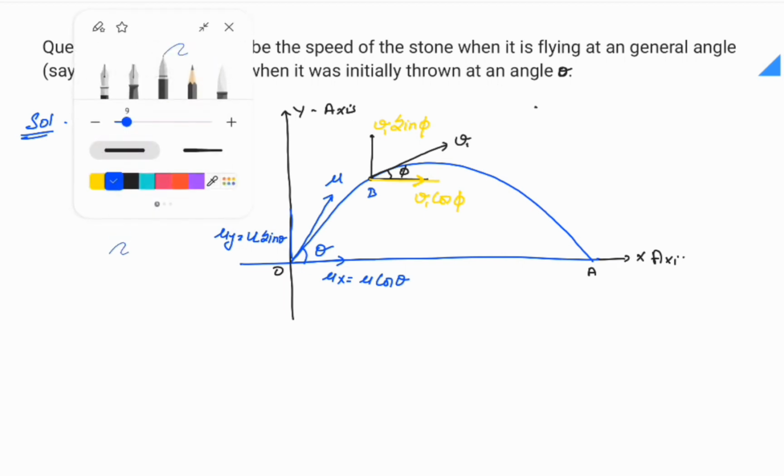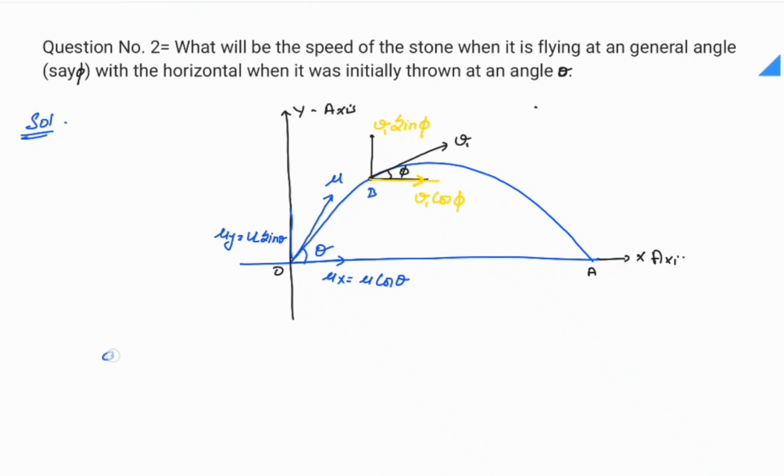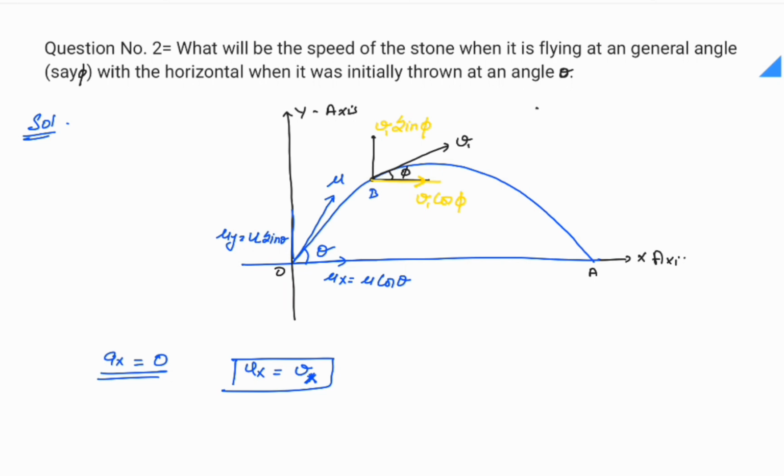Now see, as we know, the acceleration in the horizontal axis is 0, so u of x is always equal to v of x. For the horizontal axis, initial and final velocity is always going to be the same. What is the initial velocity for the point O? This is going to be u cos theta in the horizontal axis. And the horizontal velocity of point B is V1 cos phi.